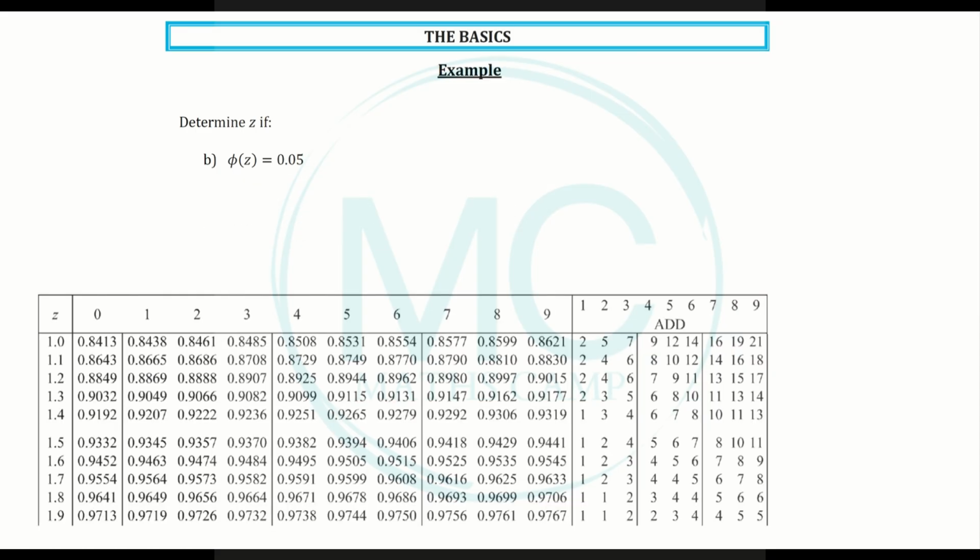I need 0.950, and it's going to sit somewhere between these two values. Always use the smaller value. This lies in row 1,6. So I can say 1,6. Column 4, 1,64. But I want 0.95, which means I need to add 5.